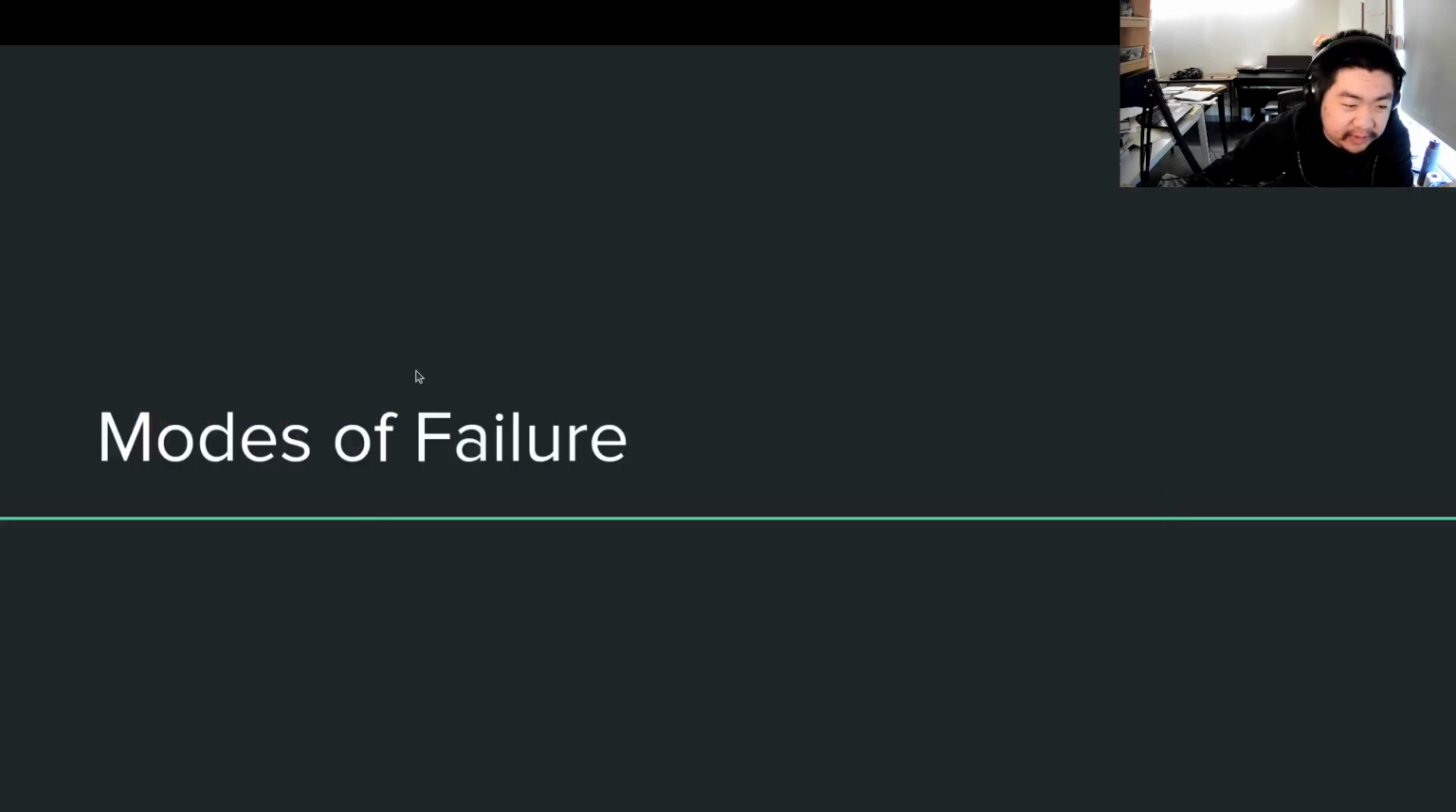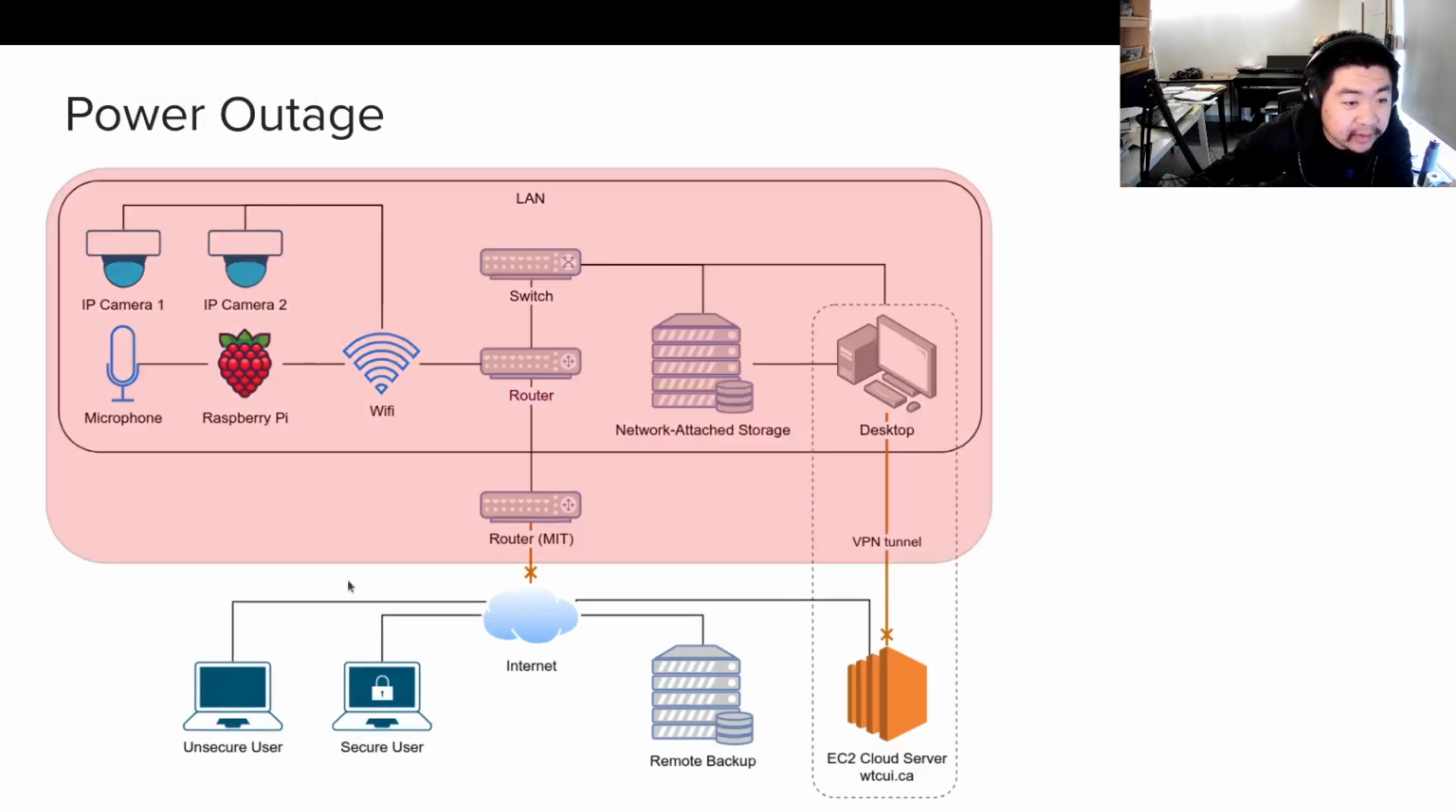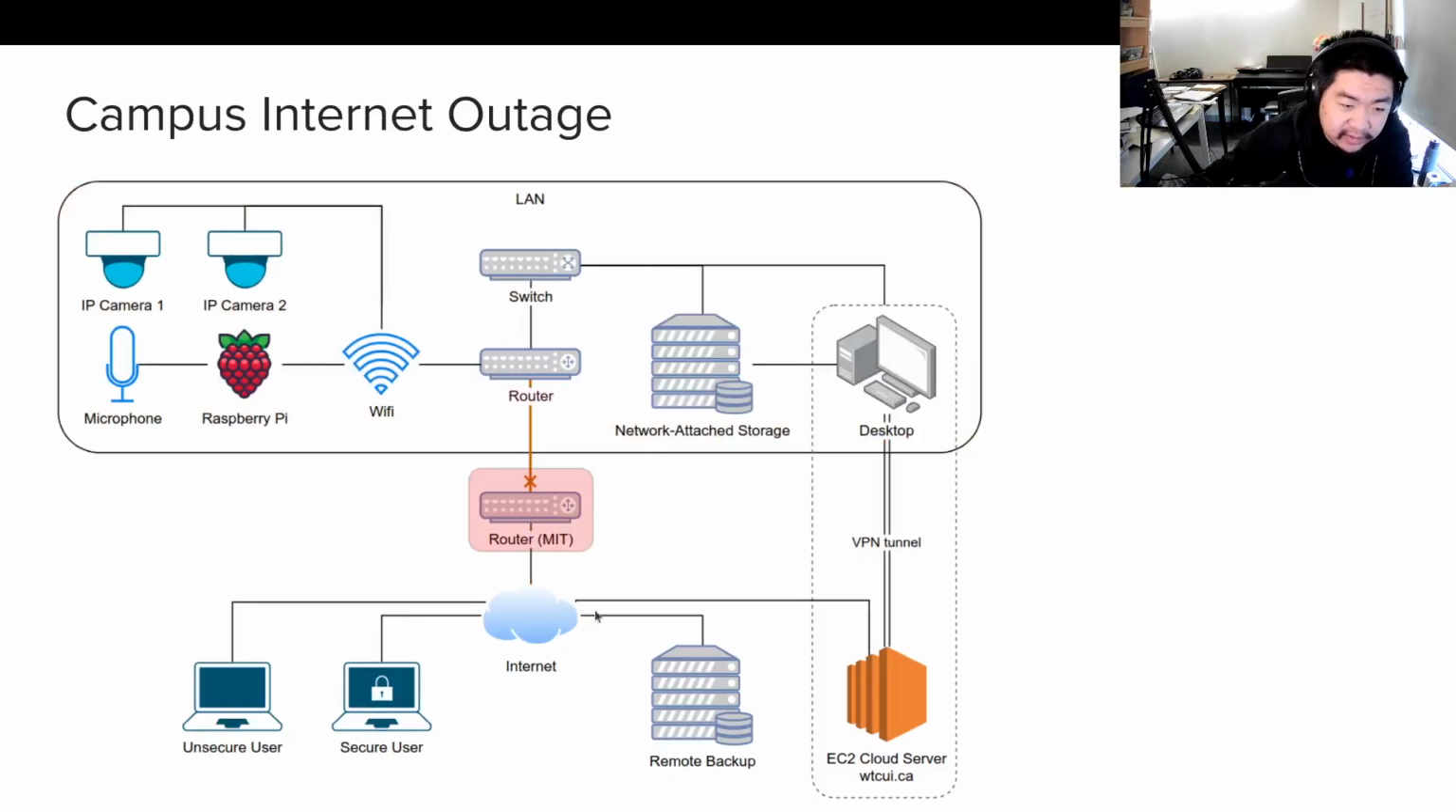So there are some common modes of failure that I can also talk about. What happens if there's an internet outage? That means connection to the MIT router is cut, but everything here functions fine. In particular, all the peripherals still send data to my NAS. Desktop still runs. It's just that I can't communicate with the internet. Once it's restored, the functionality is immediately back. I don't have to do anything.